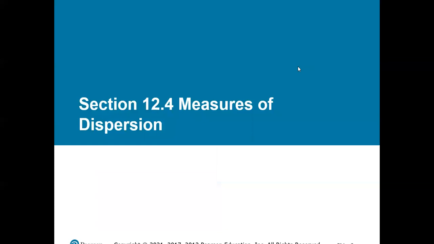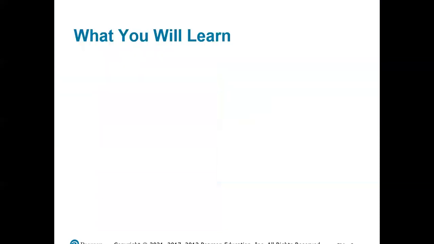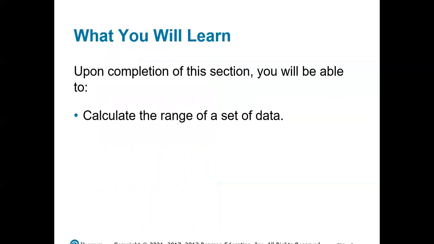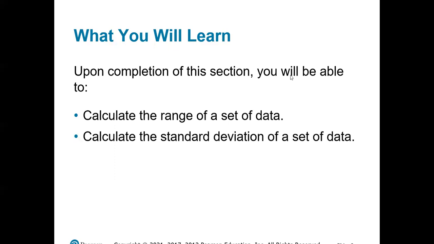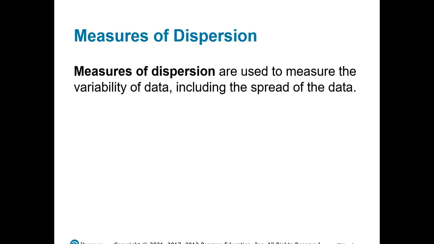All right. So again, we'll be talking about the measures of dispersion. You will learn how to calculate the range of a set of data. Something I didn't mention before, but the range simply is the distance between the very lowest number and the very highest number. And then we'll be talking about how to measure the dispersion using what's called the standard deviation of data. Measures of dispersion are used to measure the variability of data, and that includes, of course, the spread of data.